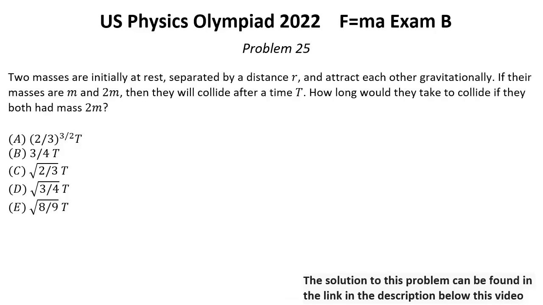Problem number 25. Two masses are initially at rest, separated by a distance r, and attract each other gravitationally. If their masses are m and 2m, then they will collide after time t. How long would they take to collide if they both had masses 2m?